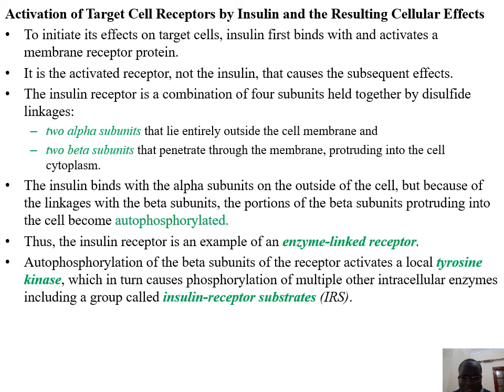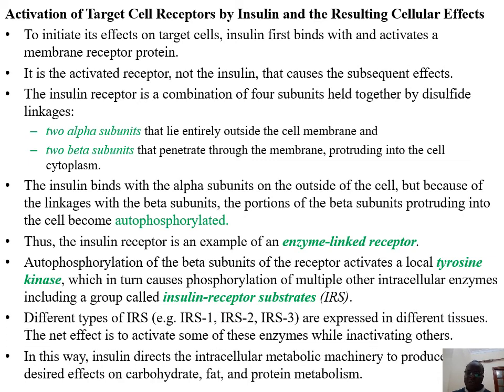Autophosphorylation of the beta subunits of the receptor activates the local tyrosine kinase, which in turn causes phosphorylation of multiple other intracellular enzymes, including a group of insulin receptor substrates. So the IRS, the insulin receptor substrates, will be activated by the tyrosine kinase after autophosphorylation has taken place. Different types of insulin receptor substrate, insulin receptor substrate 1, 2, 3, and so on, are expressed in different tissues.